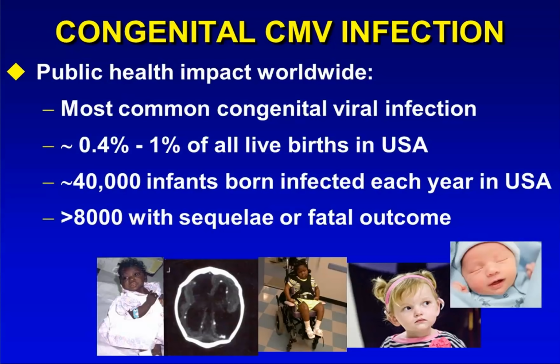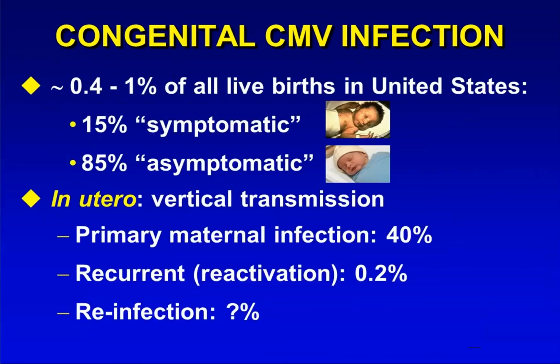She needed a G-tube for feeding. She was completely deaf, and she also had cortical blindness. However, the majority of babies look completely normal. 90% of these babies born with CMV are completely well. They're in the normal newborn nursery, and we don't even know. They're so-called asymptomatic. Only about 10 to 15% manifest the signs of the infection.